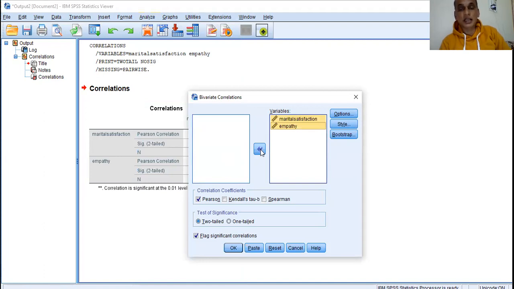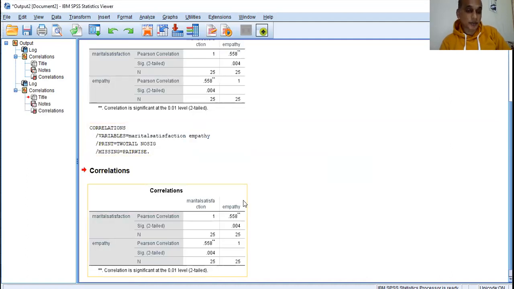These two variables are related to each other, but none of them is either independent or dependent. So that is something we all know. By default, Pearson correlation is already getting tagged. Test of significance is two-tailed, because we are looking at both sides of the normal distribution. There can be a negative or inverse relationship between the two variables, and there can be a positive or direct relationship between the two variables. So that will be the case here. We click on OK, and the data is before you.